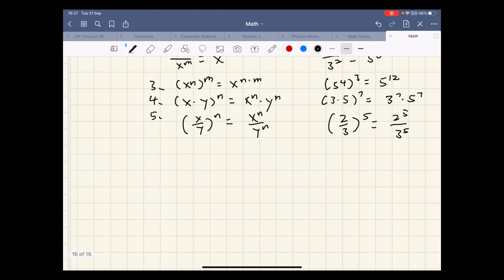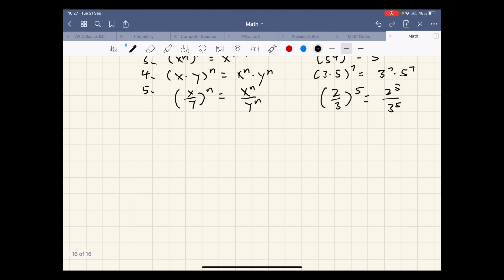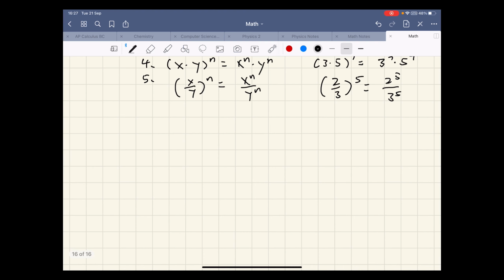So let's do some practice problems with each of these rules. So let's do the multiply rule first. So how do we multiply powers? Number 1, a to the power of n times a to the power of 6. And remember, when they're multiplying, just simply add the powers together, so you get a to the power of n plus 6. Number 2, 7 to the power of 2 times 7 to the power of 6.